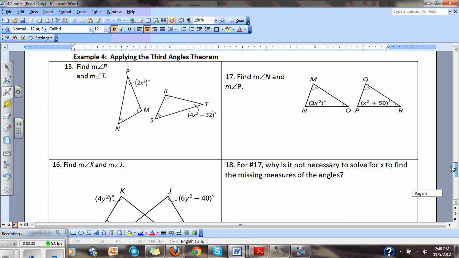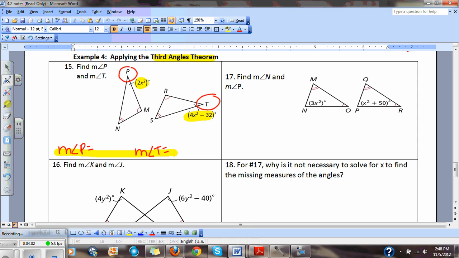So let's see. 15 looks hard. It says find measure of angle P and find measure of angle T. So I want to know about this one and I want to know about this one. Okay, so measure of angle P equals, measure of angle T equals. I know at the end I need to fill this in. Okay, well, what can I use? I know that we have two sets of congruent angles, so I can use the third angles theorem to say that this one has to equal this one.